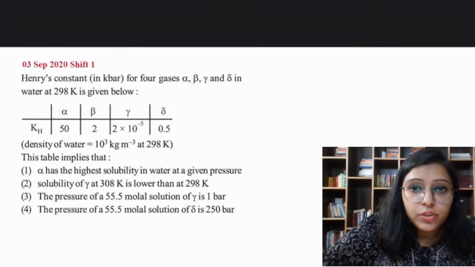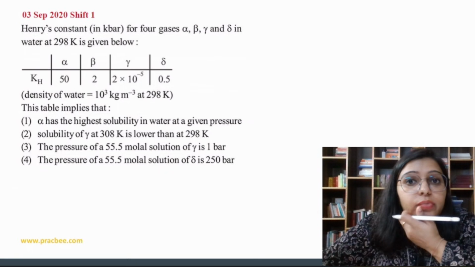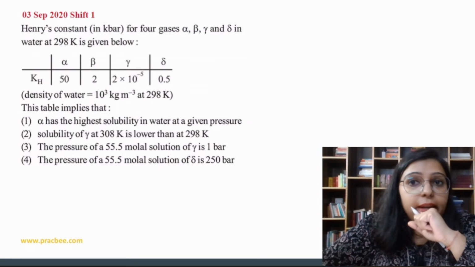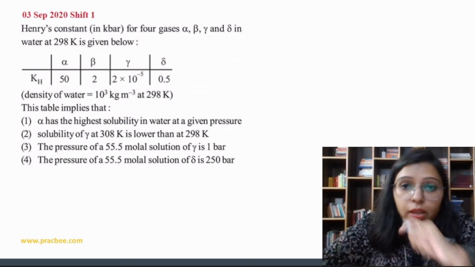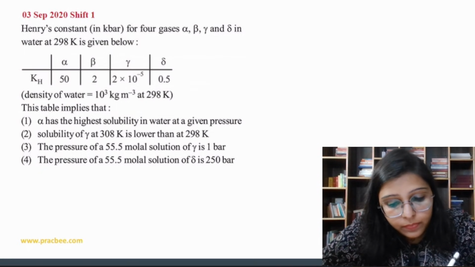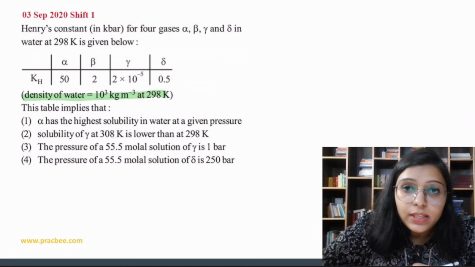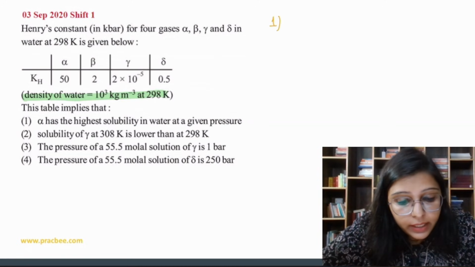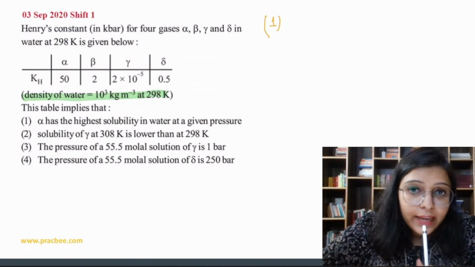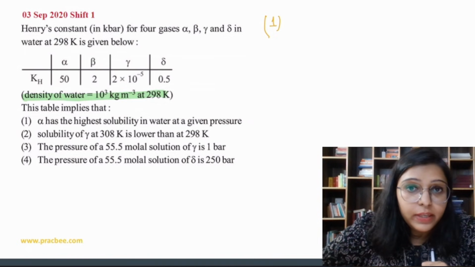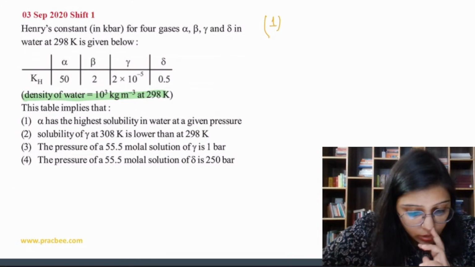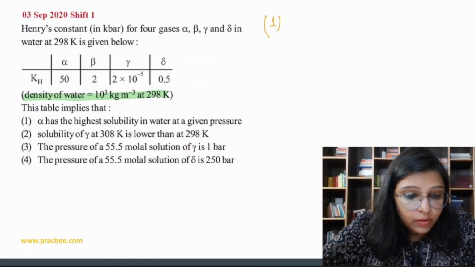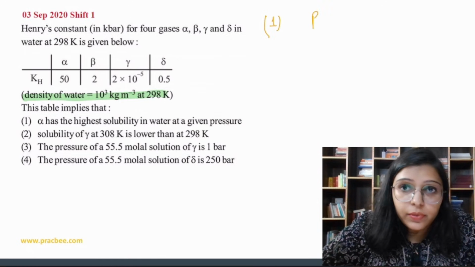Now let's do the next question. Henry's constant for 4 gases alpha, beta, gamma and delta in water at 298 Kelvin is given below. Okay, fine. Density of water is given. So this table implies that alpha has the highest solubility in water at a given pressure. See, pressure, right?